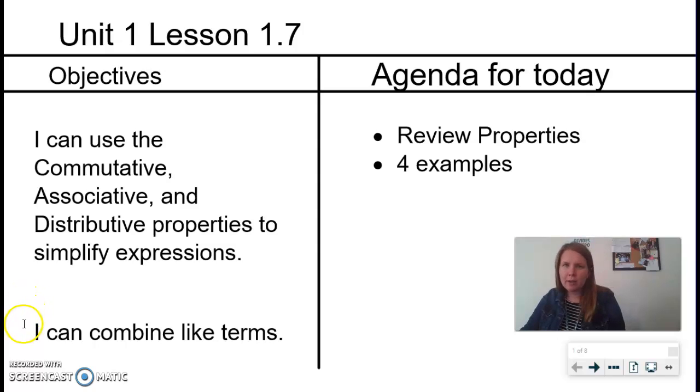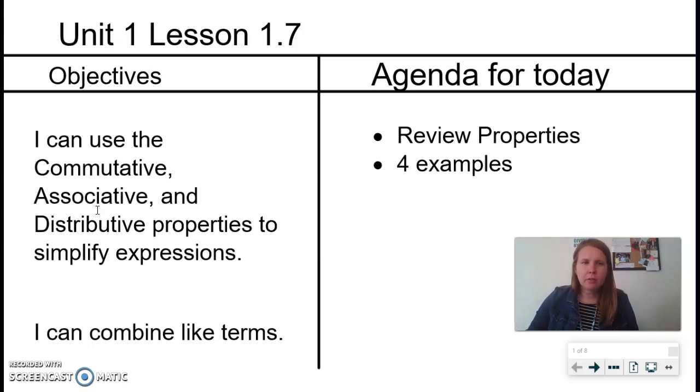Here we are today and we are going to be doing lesson 1.7. 1.7 is all about your different types of properties here in math. So we're going to talk about your commutative property, associative property, distributing property, and how we can use those properties to help us simplify algebraic expressions.